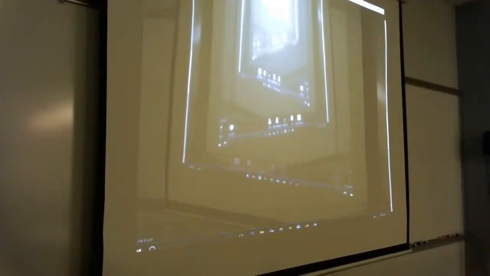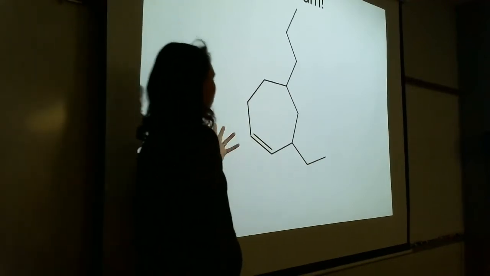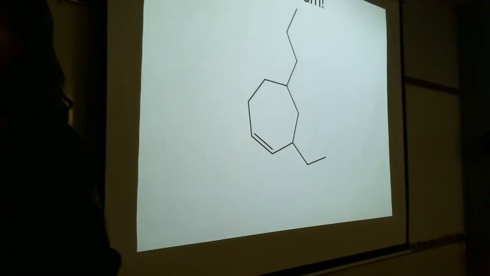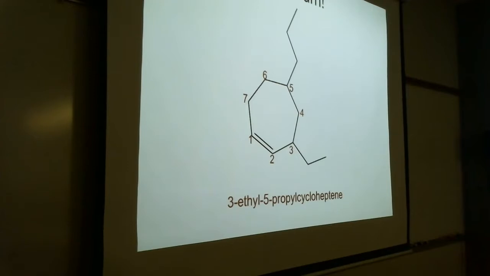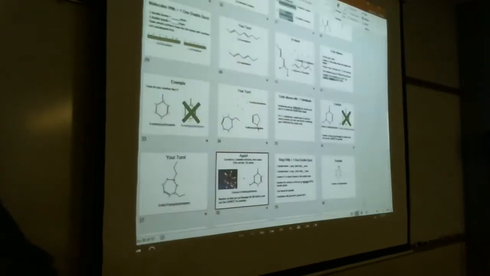All right, so let's see if we got the answer right. This is a 7-membered ring, and now we've got 2 substituents to deal with, right? So we need to pick carbon number 1, and we also need to pick which way we're numbering in terms of clockwise versus counterclockwise. Did you come up with the same answer I did? 3-ethyl 5-propyl cycloheptene. We good on this one? Okay, this time I'm giving you a skeleton notation, and I'm telling you that the red dot's a bromine atom. So why don't you try this one?